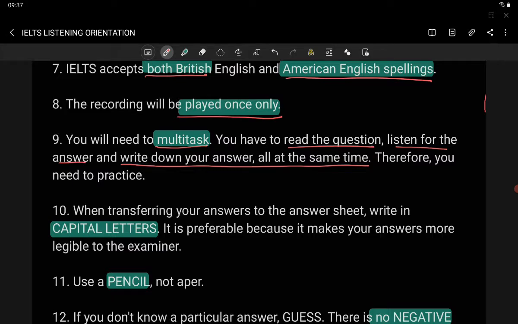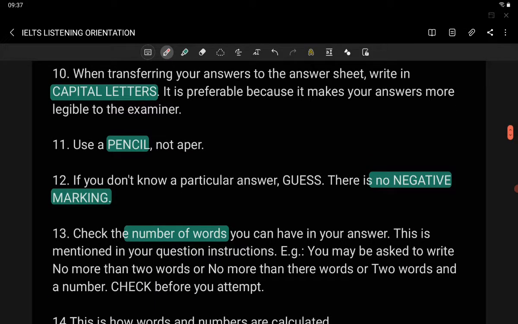Also, in the last 10 minutes, when you're transferring your answers to your answer sheet, you must write in capital letters. See, this is not a rule, but it is very much recommended because it's preferable because it makes your answers more legible to the examiner. The chances of you making a mistake become less when you're writing in capital letters. The chances of the examiner understanding what you have written also become more.